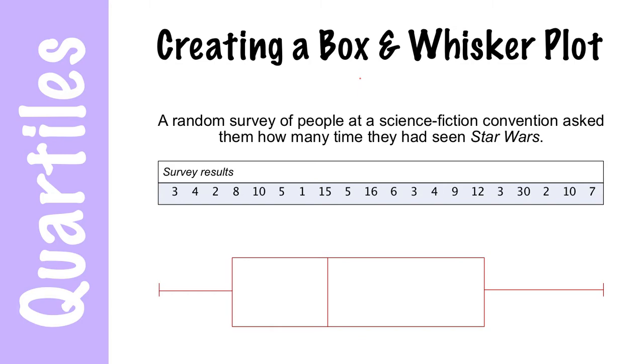Creating a box and whisker plot. We have a random survey of people at a science fiction convention, and they are asked how many times they have seen Star Wars. The survey results are here. The first thing you're going to have to do is put them in order. And once you put them in order, you're going to find the median, which is quartile 2.